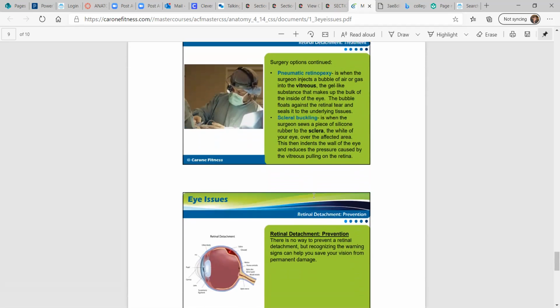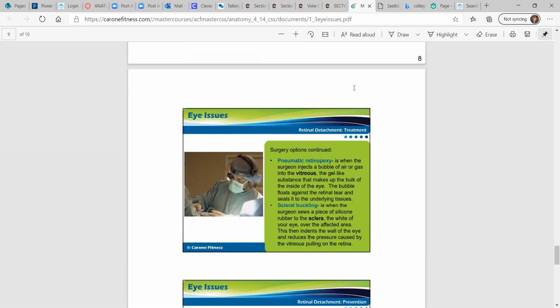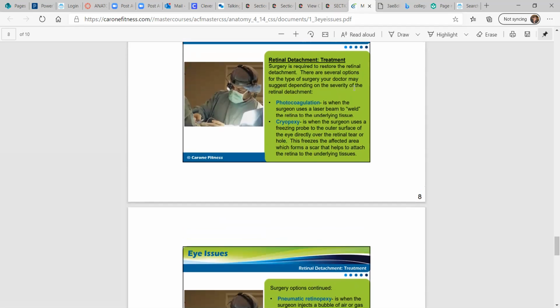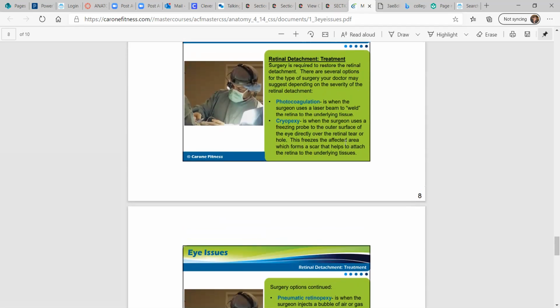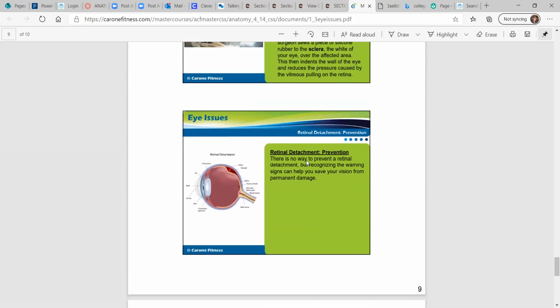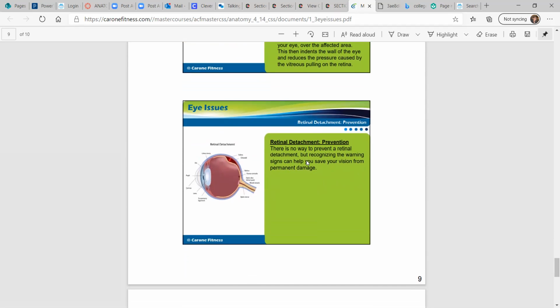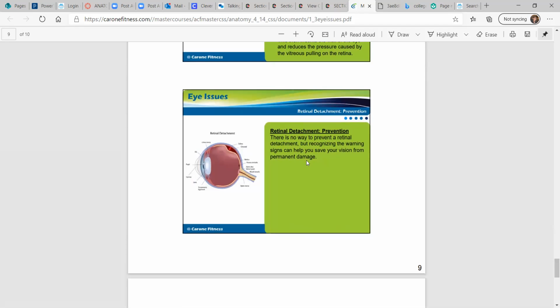And then we have scleral buckling. A surgeon sews a piece of silicone rubber to the sclera, the white part of your eye. And when they sew this piece of silicone, that indents the wall of the eye and reduces the pressure caused by the vitreous pulling on the retina. So with those four options, depending on how bad the retinal detachment is, they will pursue one of these options. How do you prevent it? There's no way to prevent a retinal detachment, but recognizing the warning signs can help you save the vision from permanent damage.